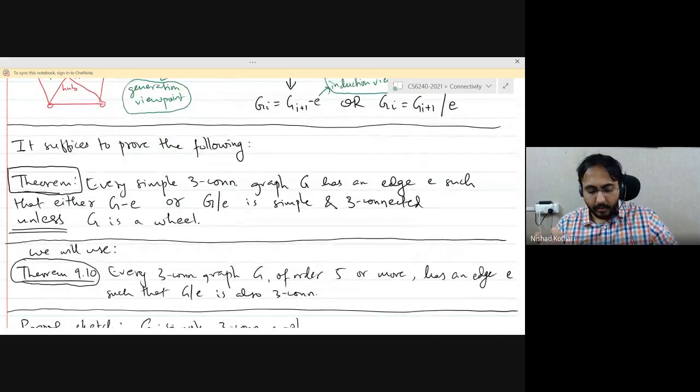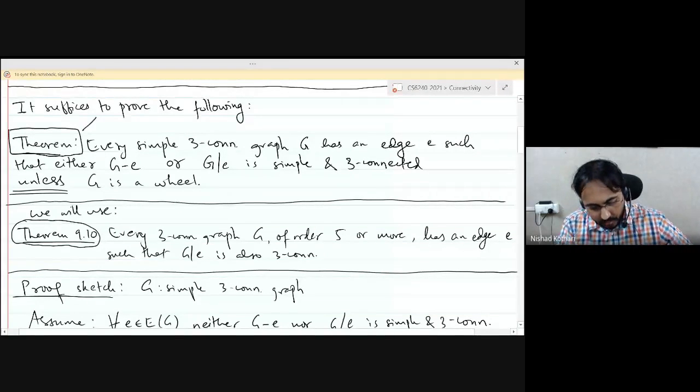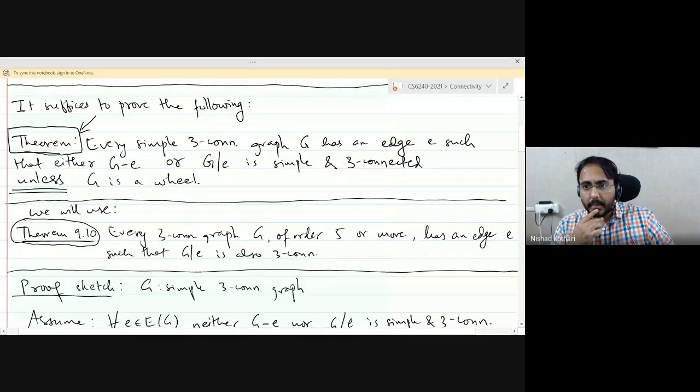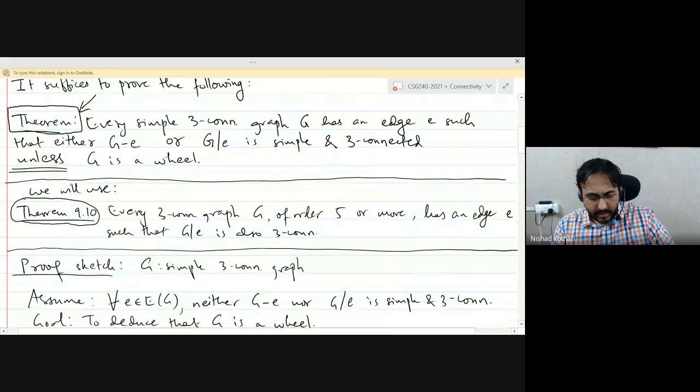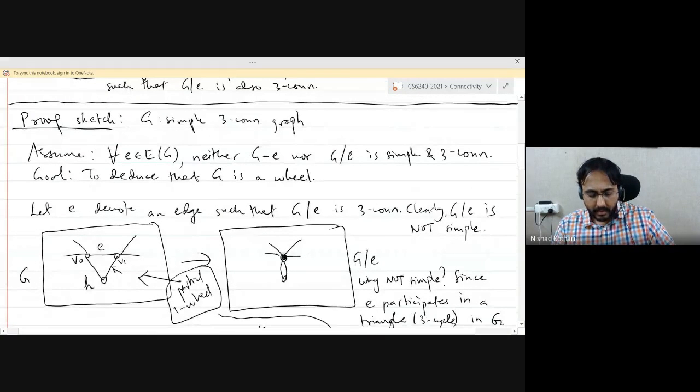And in order to prove, it suffices to prove the induction viewpoint, which is that for any three connected simple graph, I can find an edge that can be deleted or contracted to maintain simpleness and three connectedness. Okay, unless your graph is a wheel. Okay, so we are trying to prove this result, right? This one with an arrow. Okay, and yesterday we saw a proof sketch of this, right?